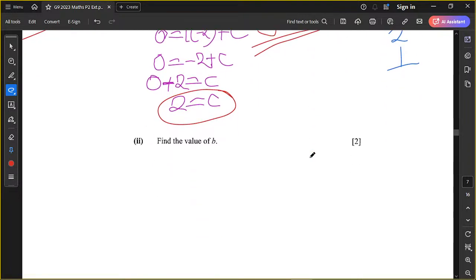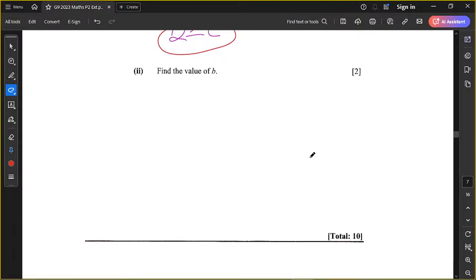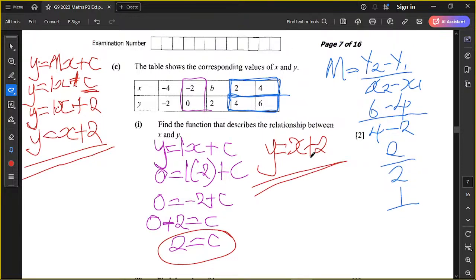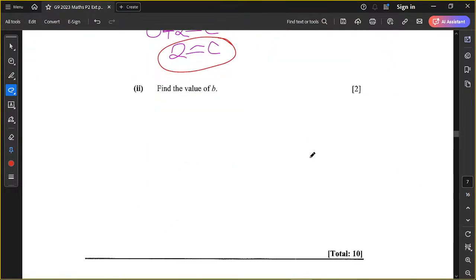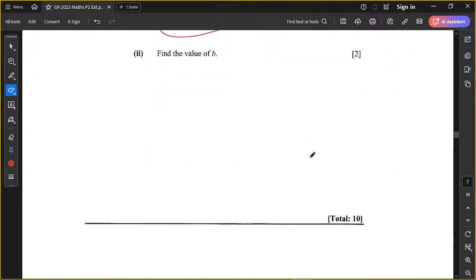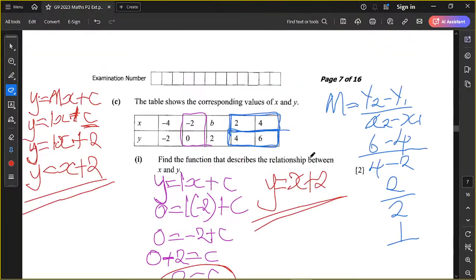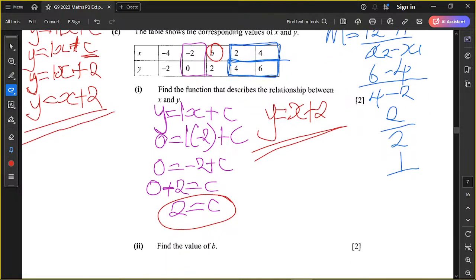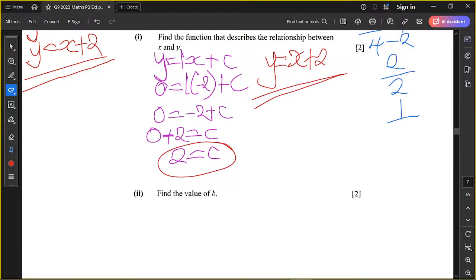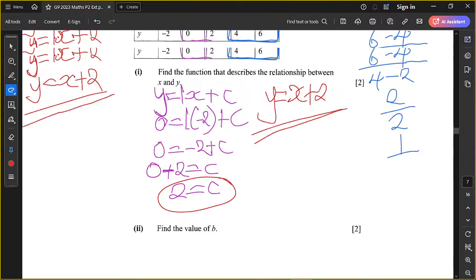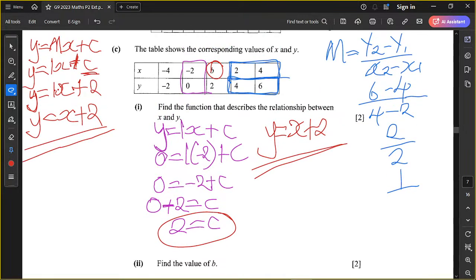We come to question 3c2. Find the value of b. Okay, so when you come to the table here, you notice that we have got the letter b here. So what is the value of b? When y is 2, what will be the value of b? We know that b is carrying the value of x.